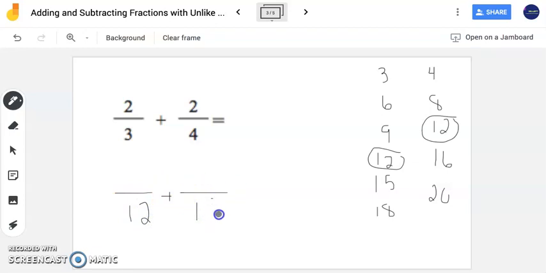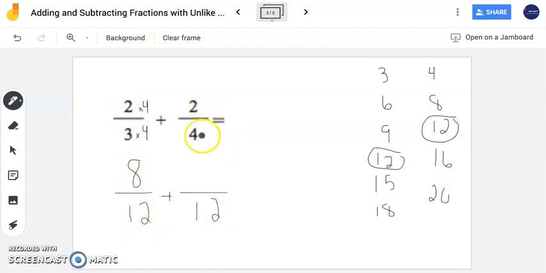And my goal here is to determine, if I had 2/3, what 3 times what number gets me to 12? Well, I know 3 times 4 is 12. So if I multiply my denominator by 4, I need to do that to my numerator as well. So 2 times 4 is 8. 3 times 4 is 12, proving that 2/3 is equivalent to 8/12.